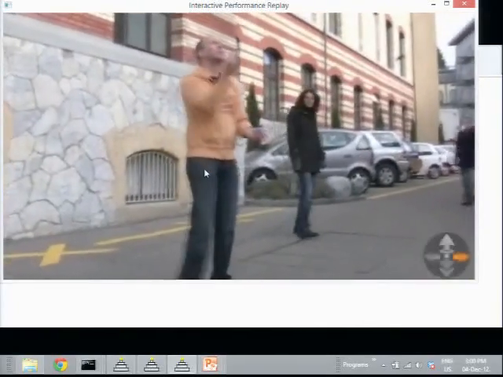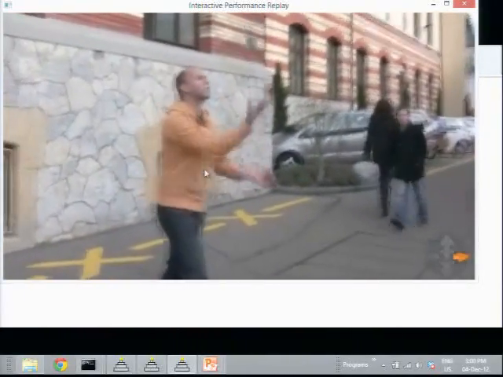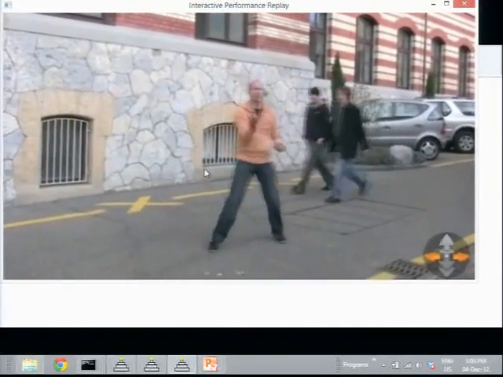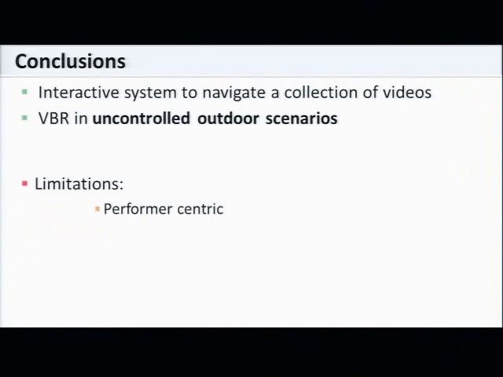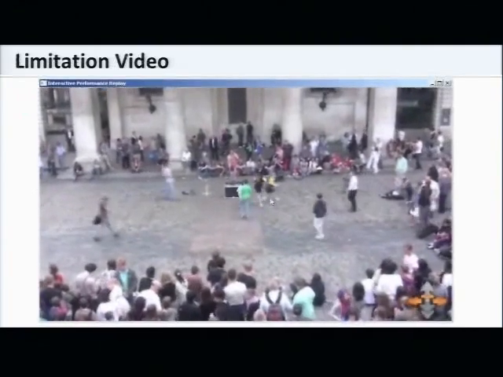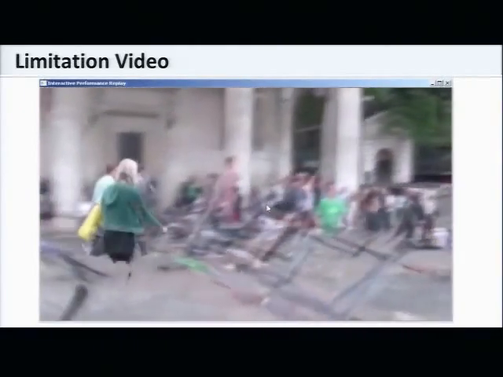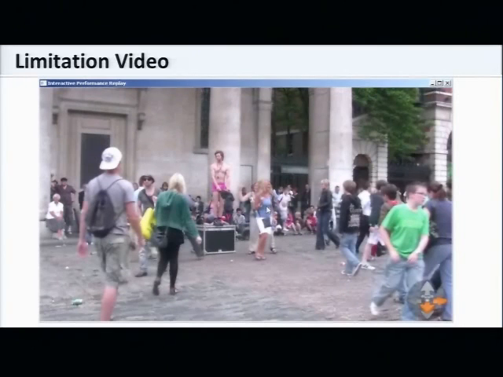Obviously there are parameters to set, but this works in these scenarios. What are the limitations? The main limitation of this kind of thing is that it is still performer-centric at this point. It can handle a certain number of people because you need to distinguish each person inside the environment. However, if the number of people is too many, like in this case, it will completely fail. You can see here at a certain point when they're giving money, you will see a blur. This is still an open problem that we are working on.